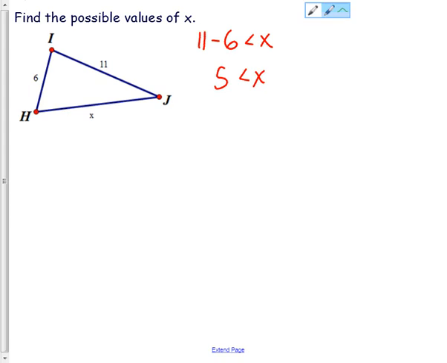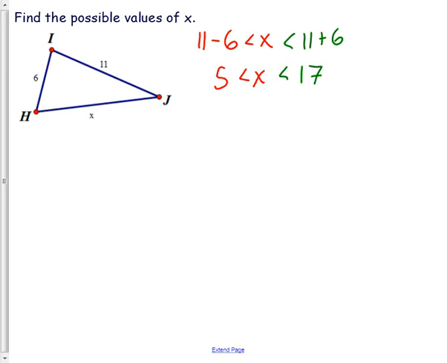The other question is, what if x is the longest side? How long could it be? Well, 11 plus 6 still has to be greater than x. So we say that x is less than 11 plus 6, which is 17. So x can be anywhere between 5 and 17.